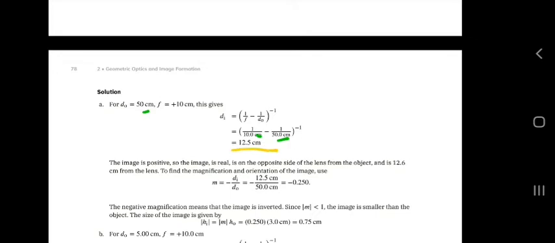centimeters. So the image is positive, so the image is real. The image is on the opposite side of the lens from the object and is 12.5 centimeters from the lens.